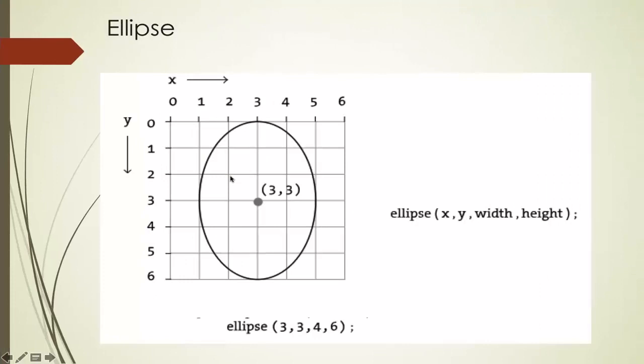Then here's how you do an ellipse. Again, you specify the coordinate of the ellipse, which is the center of the ellipse by default. So 3, 3 in this example. Then the width, which is the length of this axis, and the height, which is the length of this axis.